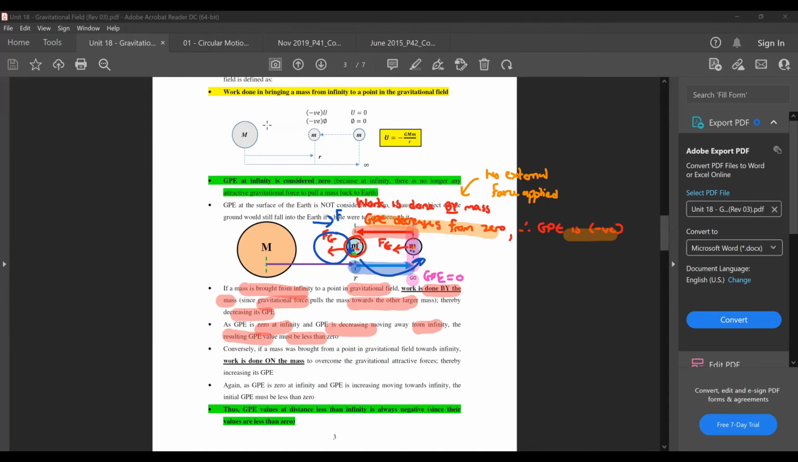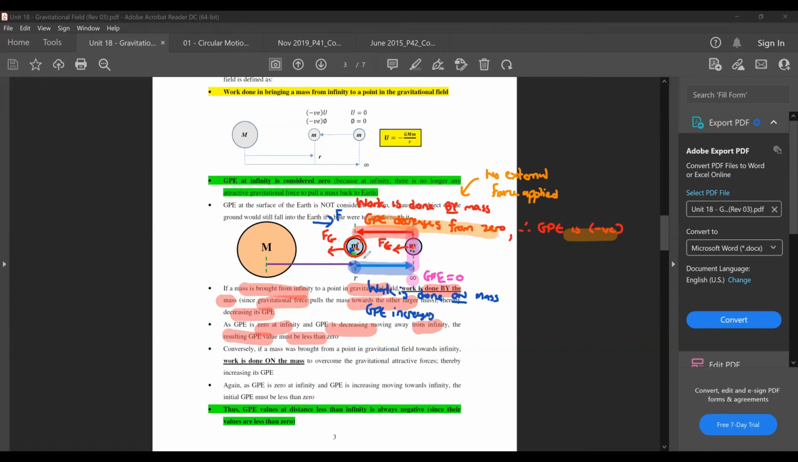It's because of this that when you want to go from here to infinity, work is actually done on the mass. So when work is done on the mass, GPE increases.